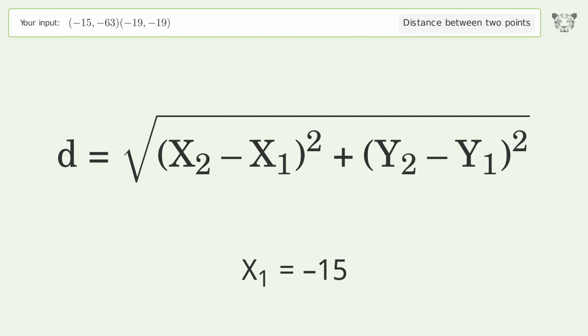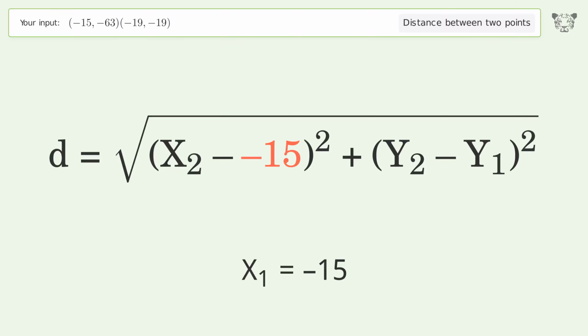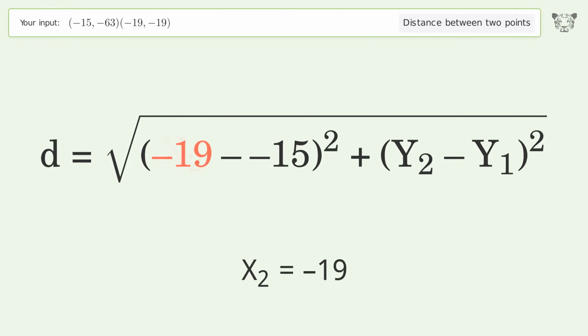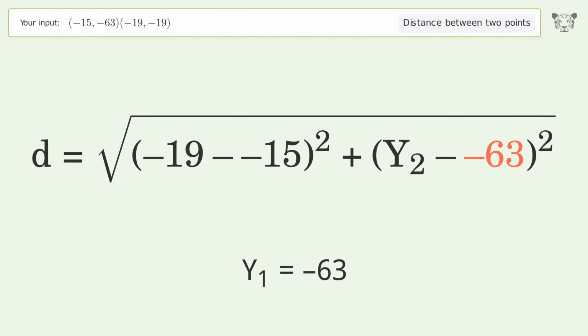x1 equals -15. x2 equals -19. y1 equals -63. y2 equals -19.